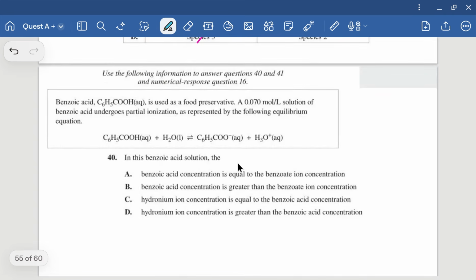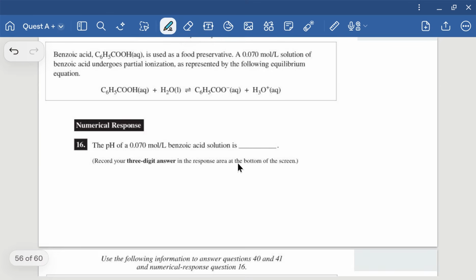Number 40, we have our example, and it's benzoic acid. It gives us some information that we have 0.070 moles per liter. And then the question is asking about concentration. So benzoic acid is a weak acid, meaning very little bit of product forms. So you would have a lot greater concentration of the benzoic acid than you do of its ion because we don't get much forming. So this is B.